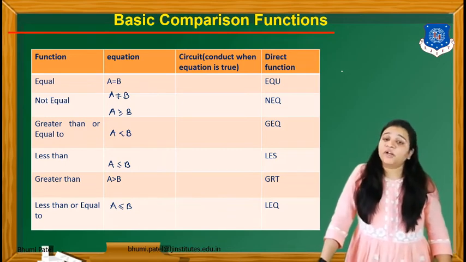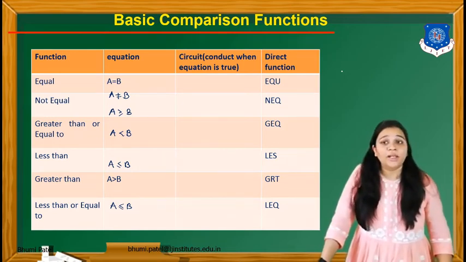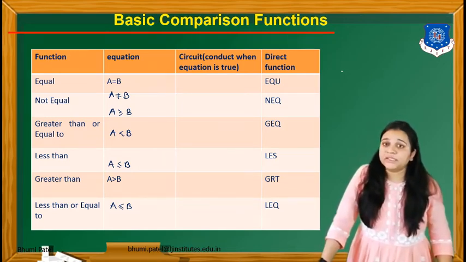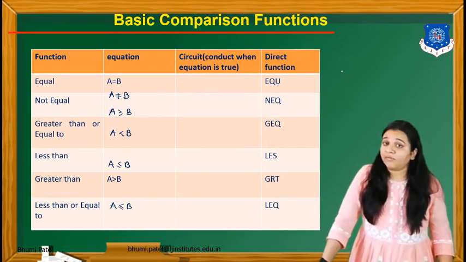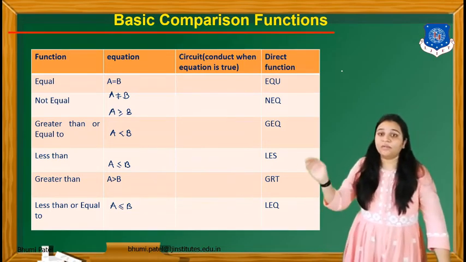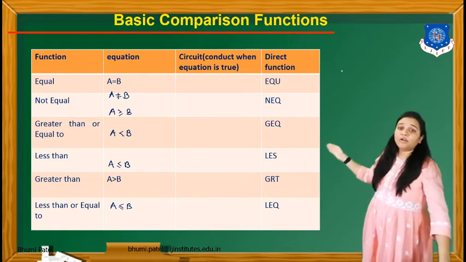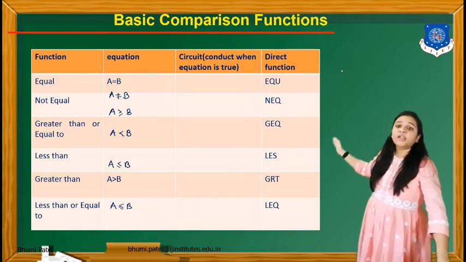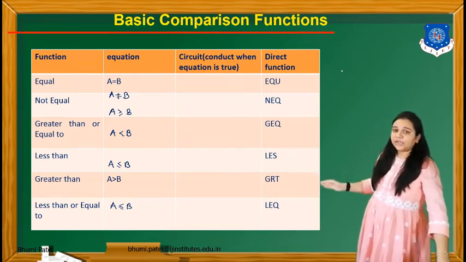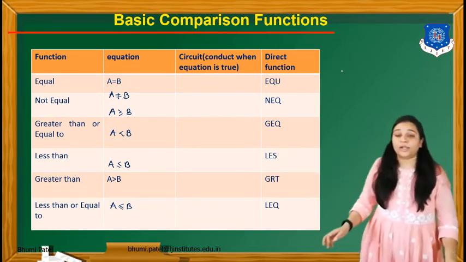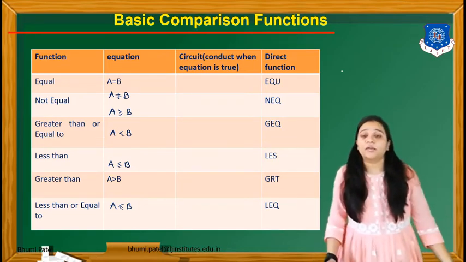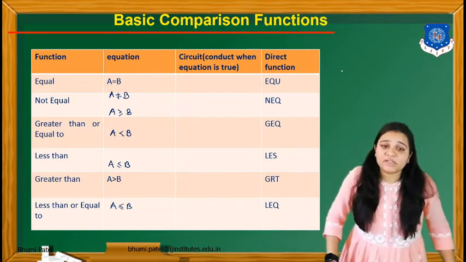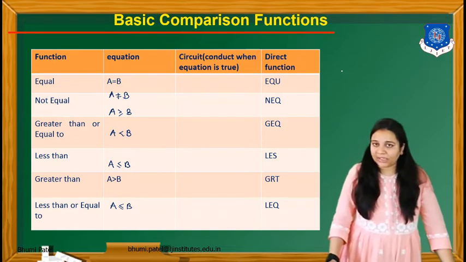Now the equations for these, as you know: equal means A equal to B; not equal to means A not equal to B; greater than or equal to means A greater than or equal to B; less than means A less than B; greater than means A greater than B; and less than or equal to means A less than or equal to B. So these are the equations used in mathematics.